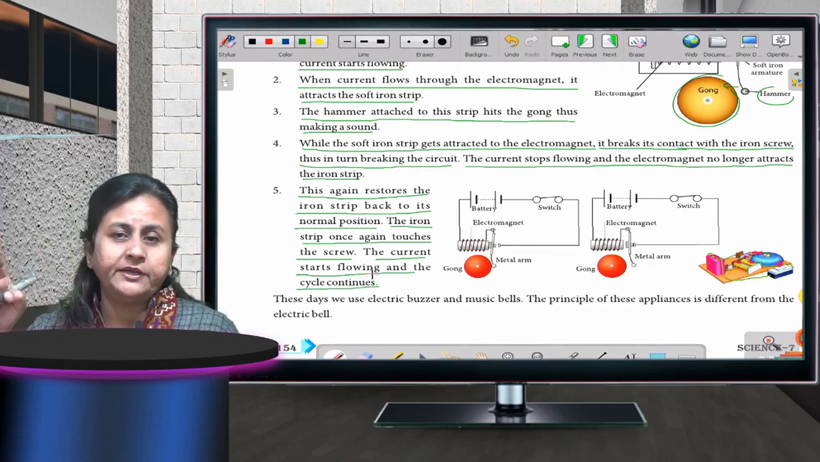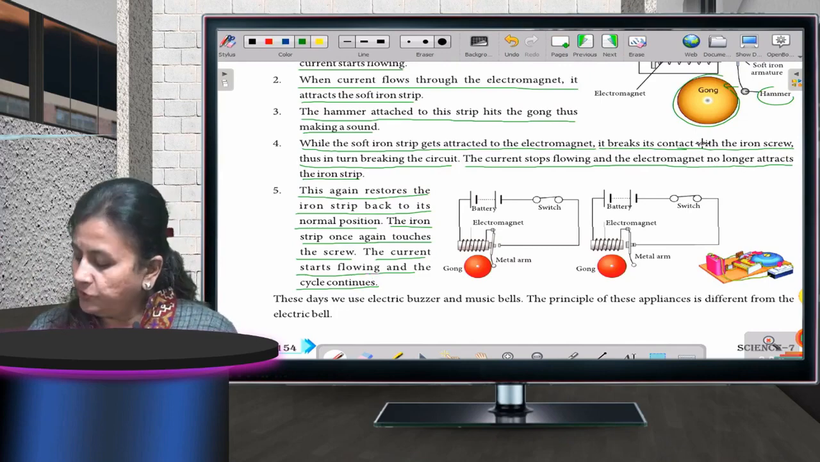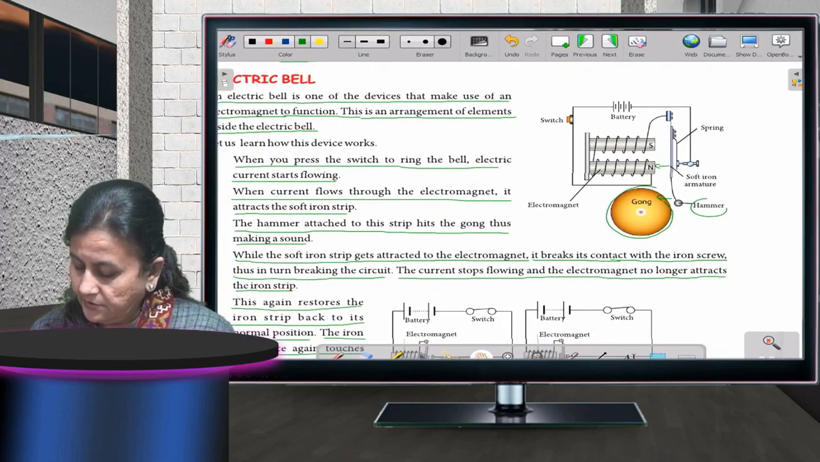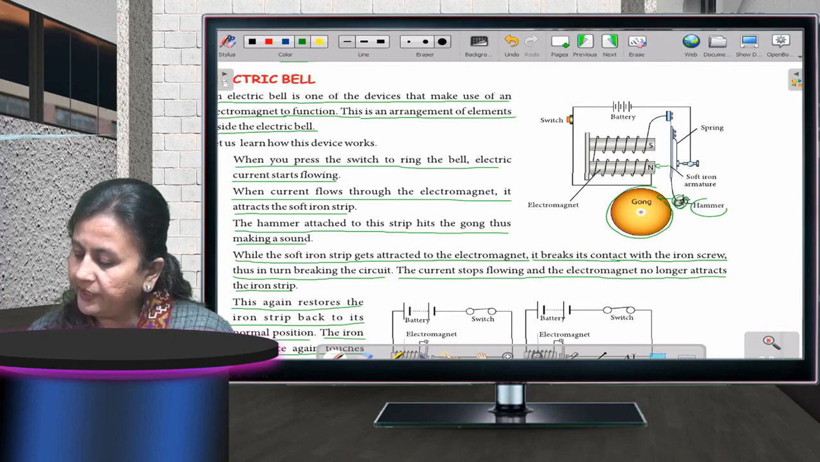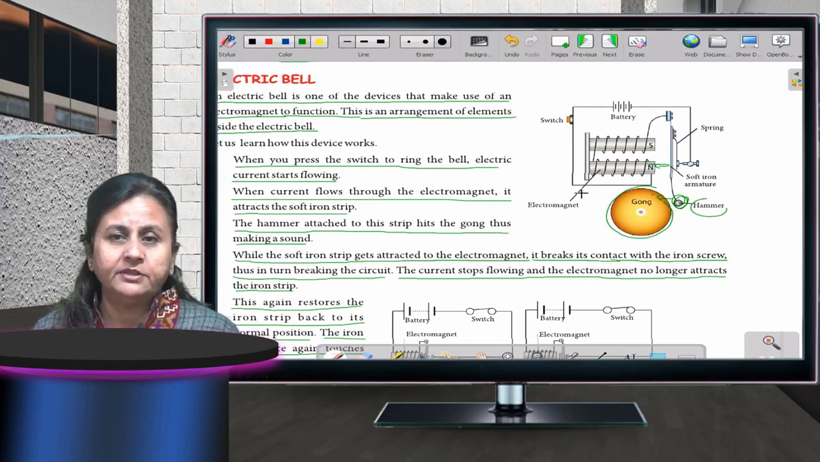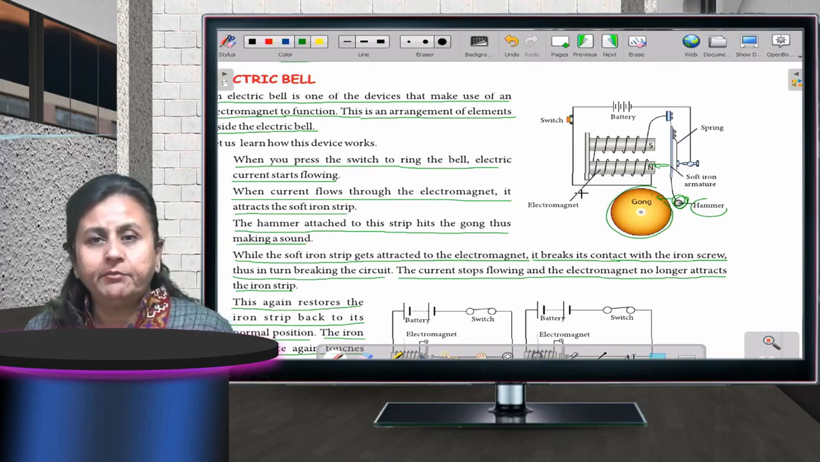Whenever you are pushing the switch, what is happening? I told you, you can see here also, whenever you are pushing, this soft iron strip is getting attracted. You can see here also, there's a hammer attached to it, okay? And whenever the hammer gets closer, the hammer strikes the gong. And whenever the gong is struck, you can hear a sound, okay? This is the way the electric bell works.